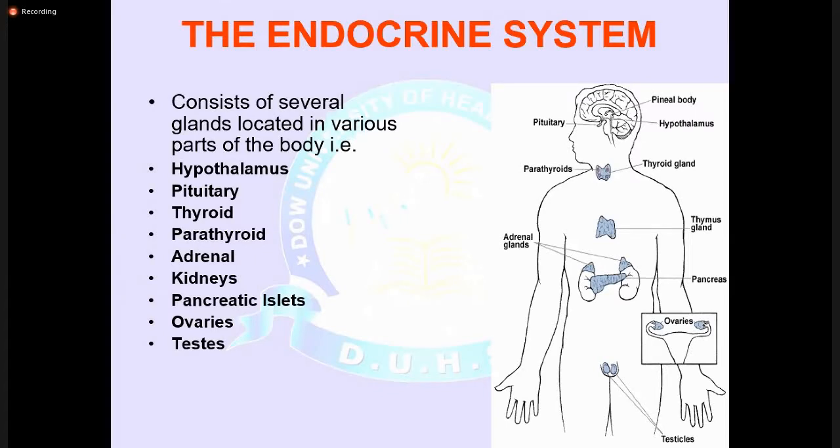In the abdominal cavity, superior to the kidneys, we have the adrenal glands. The abdominal cavity also has the pancreas, where you have the islets of the pancreas. Then inferiorly, in the pelvis and the perineum, females have the ovaries and males have the testes. These are the structures which have a role in secreting hormones and controlling the different functions of the body.